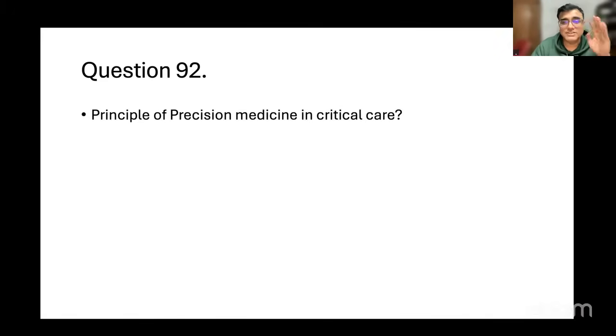I don't know exactly what the question was, but it was something related to principle of precision medicine in critical care. Okay. So that is the correct use of precision medicine.